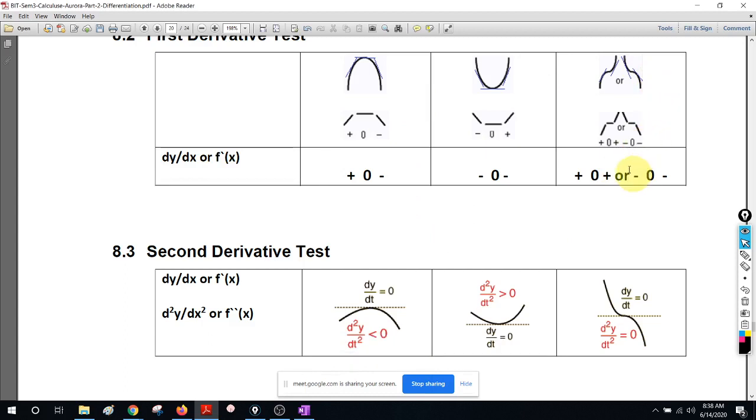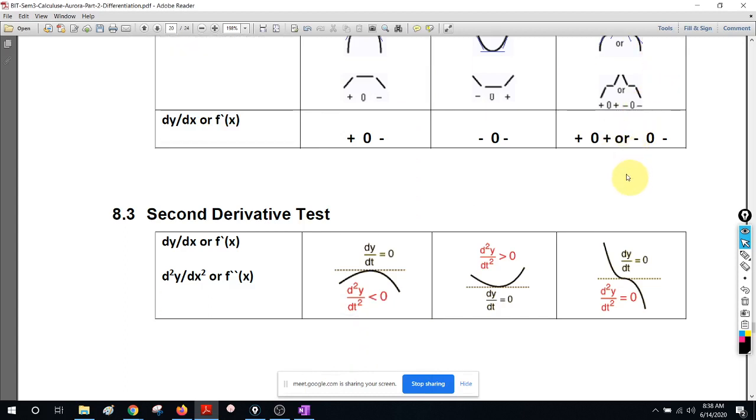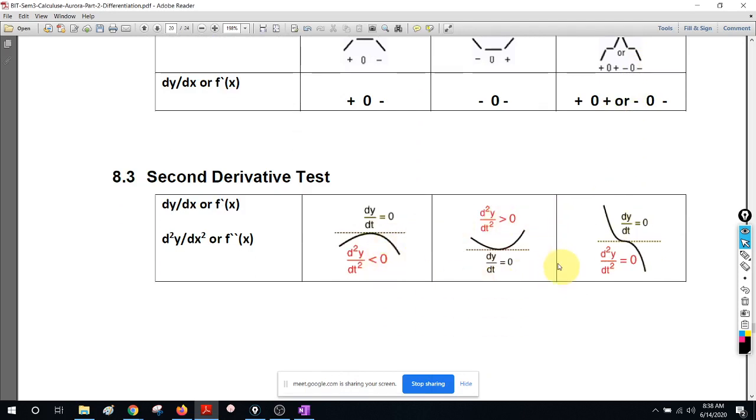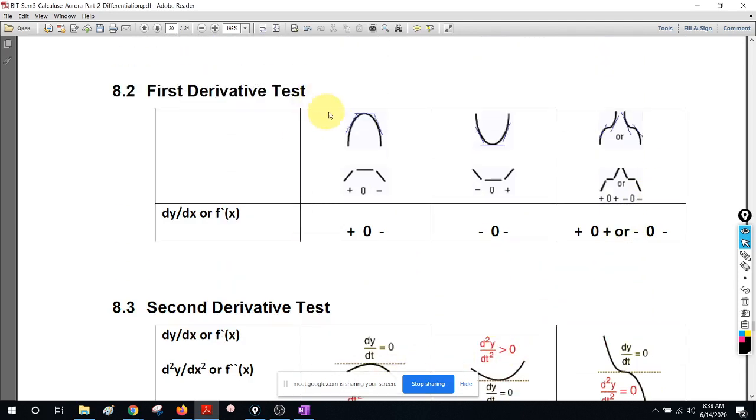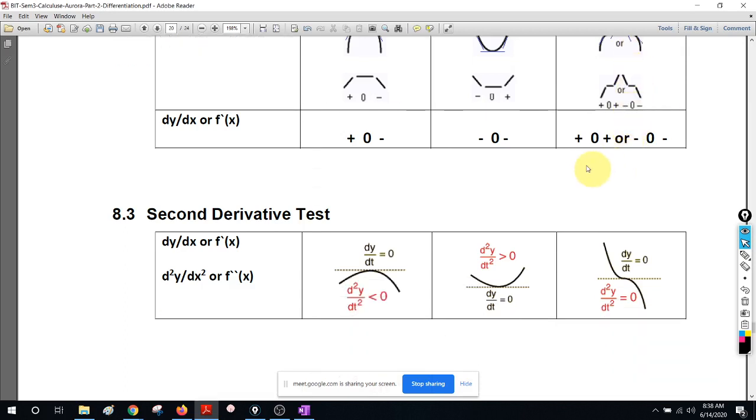The second one actually needs a little bit more thinking, which I am not going to cover, but I will just give you the test also. This is the first derivative test because we are only looking at the first derivative to find out whether it's a maximum, minimum, or point of inflection. In the second derivative test, we look at both the first derivative and the second derivative, and by looking at both, we say whether it's a maximum, minimum, or point of inflection.